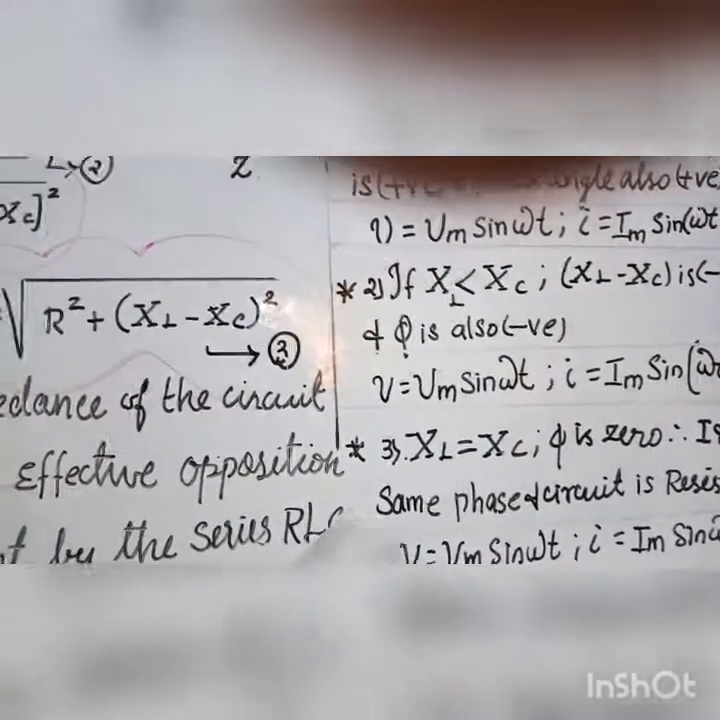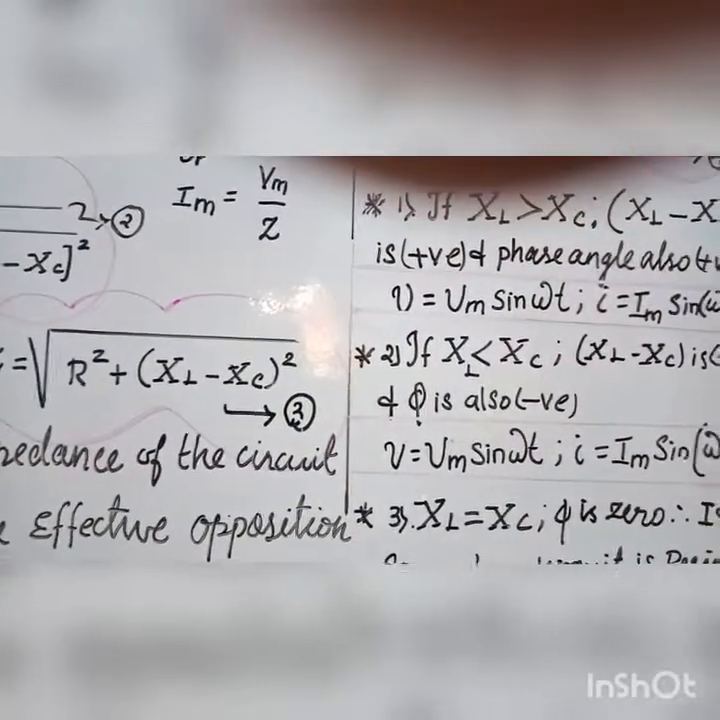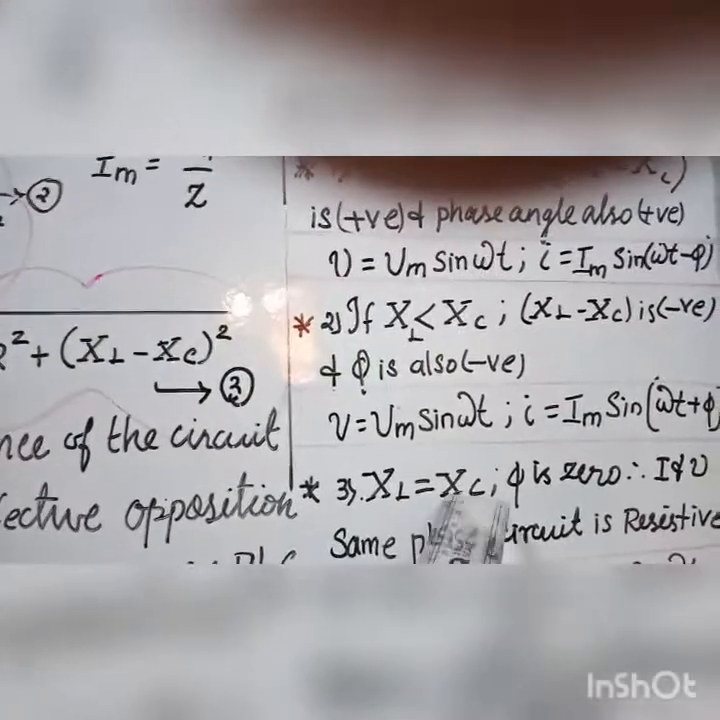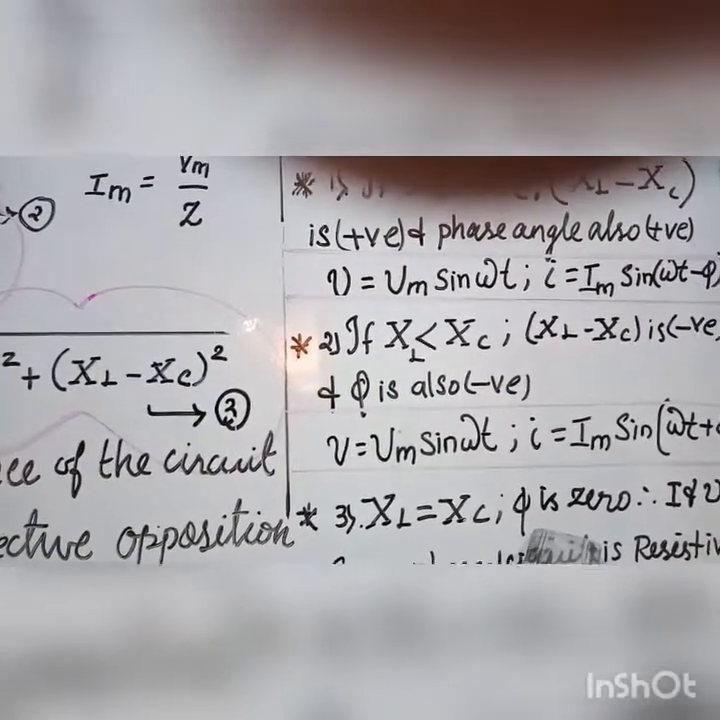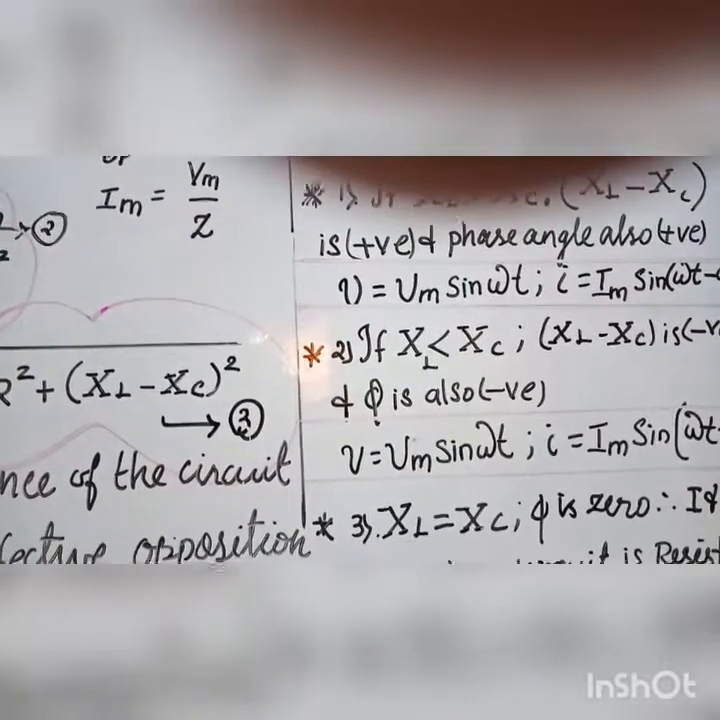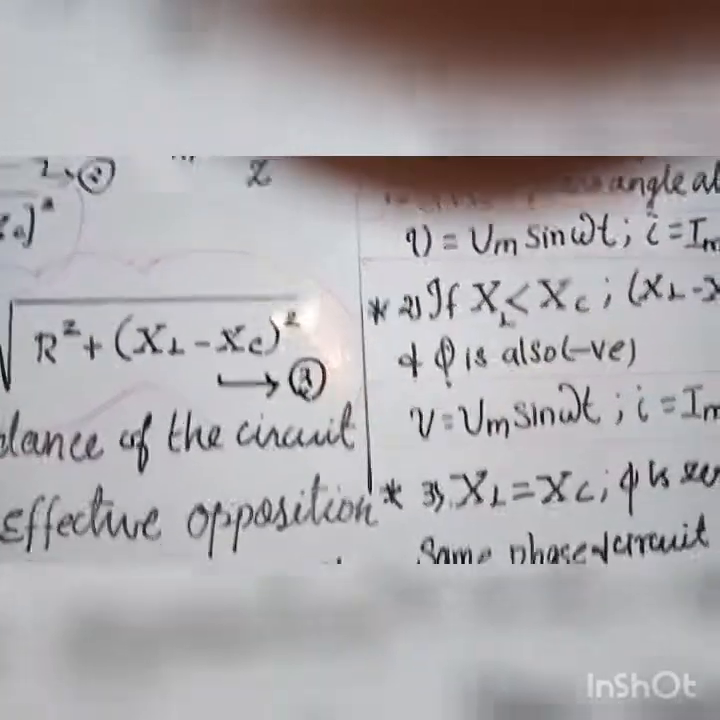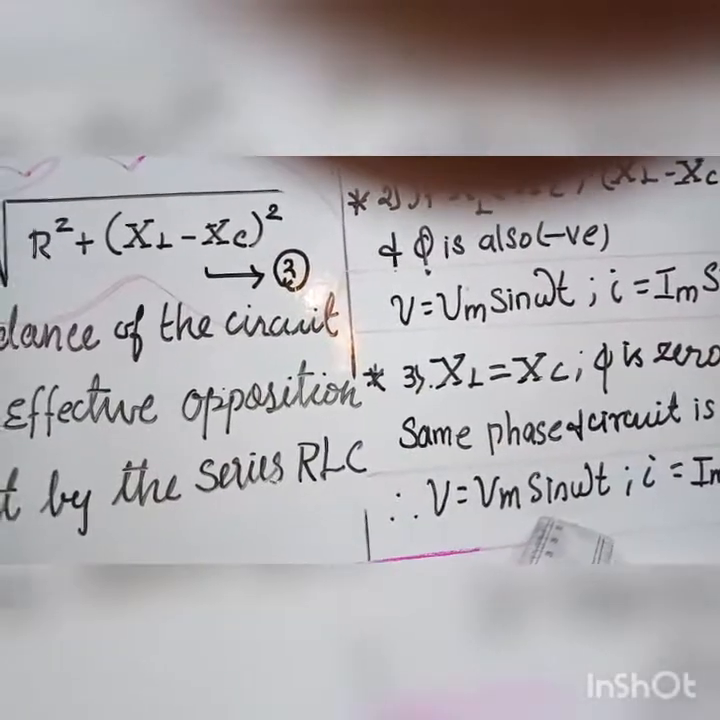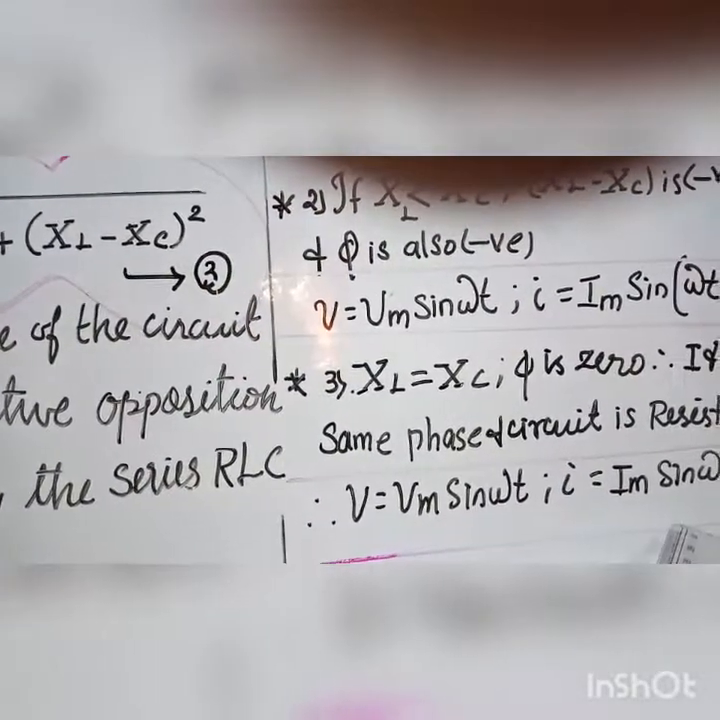The third case, XL is equal to XC. If XL is equal to XC, phi is 0. Therefore, current and voltage are in the same phase and the circuit is resistive. V is equal to Vm sin omega t, and I is equal to Im sin omega t.